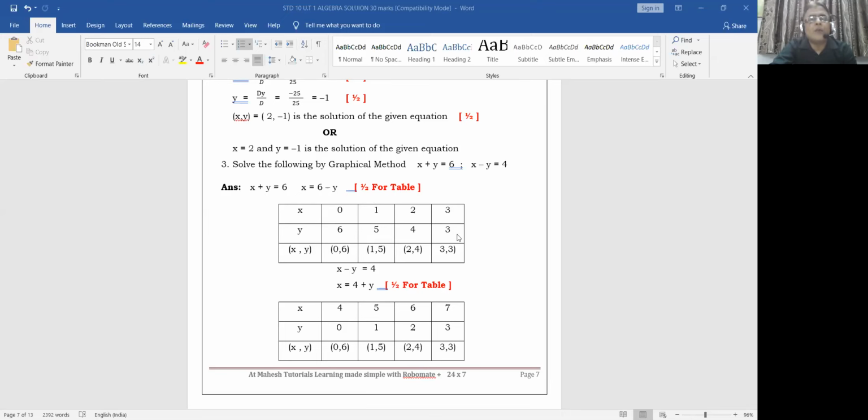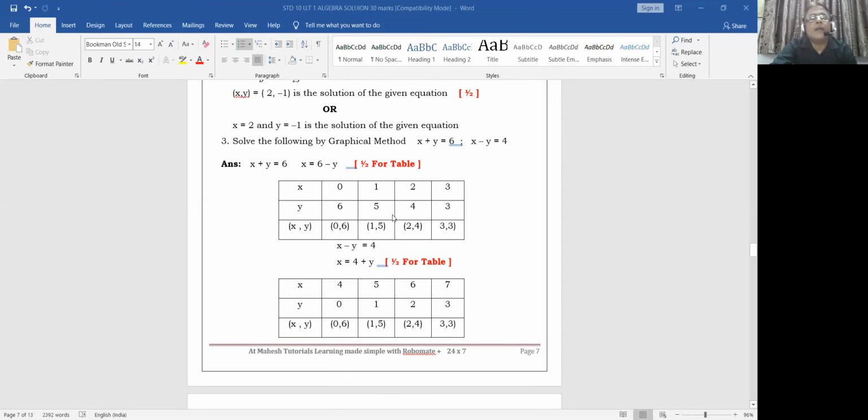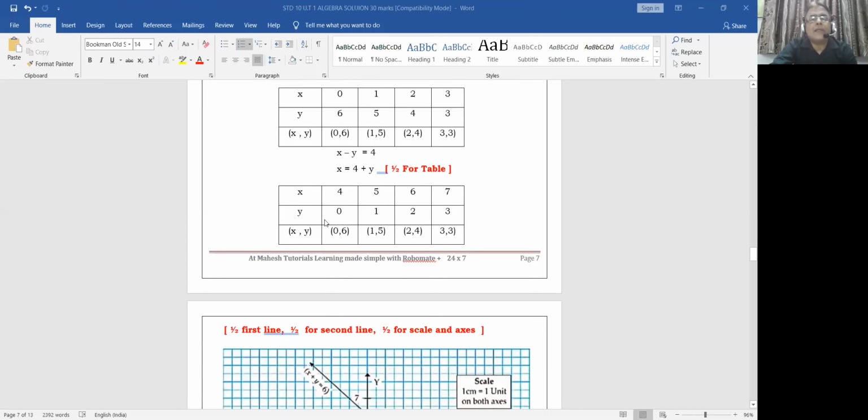You can assume y, you can get the value of x. Both are correct. Okay, next one. Again here, if this entire table is right, give half mark. Sir, if I have written 3 points on each of the table, then don't give only half mark, deduct half mark. Because we have to go with 4 points.